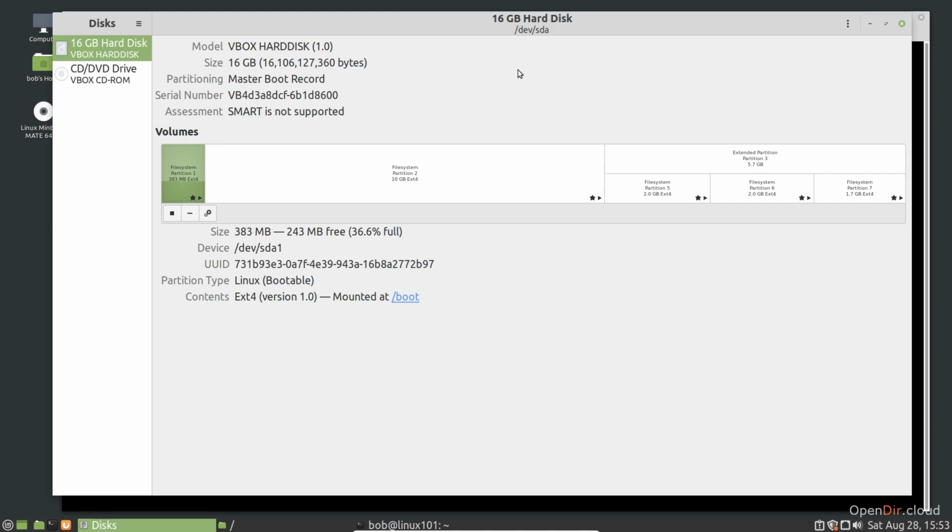The S indicates that it is a SATA drive. Different types of devices have different types of identifiers. The A indicates it is the first drive. If we had another SATA hard drive, it would be sdb.